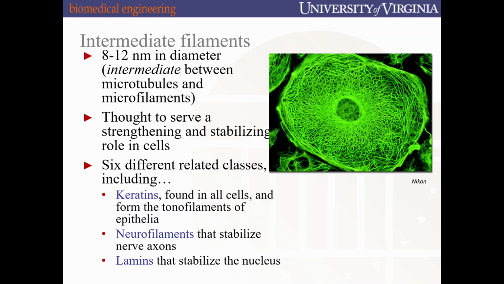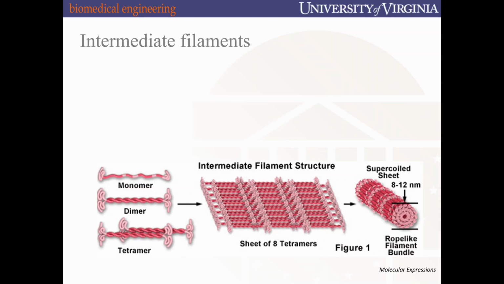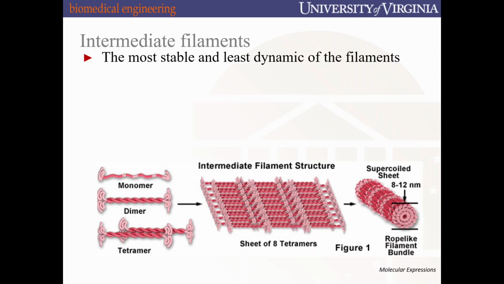Next we have neurofilaments, which are important for stabilizing the axons and dendrites that branch out of neurons. These can stretch up to 1 meter in length, so it's important that neurofilaments provide mechanical strength for them. And finally, we have lamins, which form a stabilizing network of filaments on the inner side of the nuclear envelope to provide structure and mechanical stability for the nucleus. Compared to microtubules and microfilaments, intermediate filaments are the most stable and least dynamic.